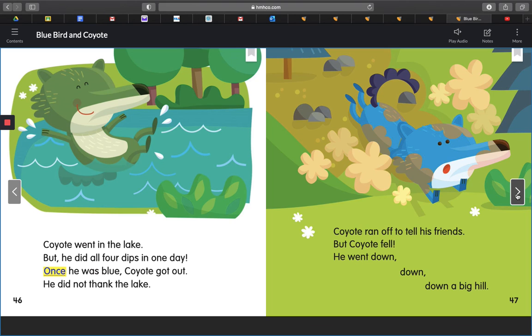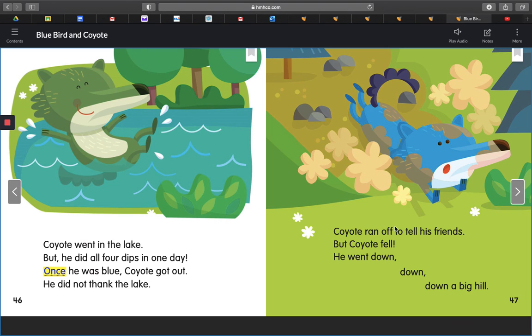Coyote went in the lake, but he did all 4 dips in one day. Once he was blue, Coyote got out. He did not thank the lake. So what pictures do you make in your mind about Coyote? I picture Coyote jumping in and out of the lake and turning more blue after each jump. I also imagine big splashing sounds.